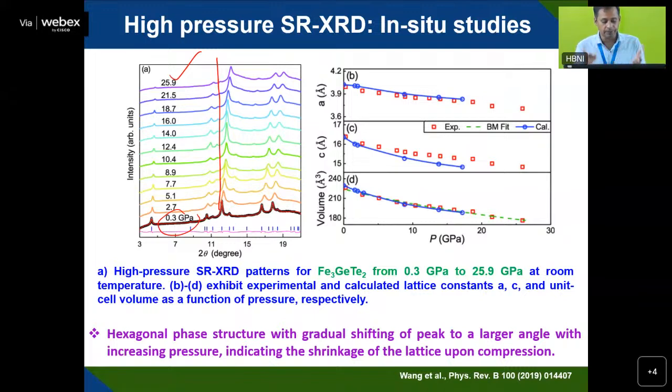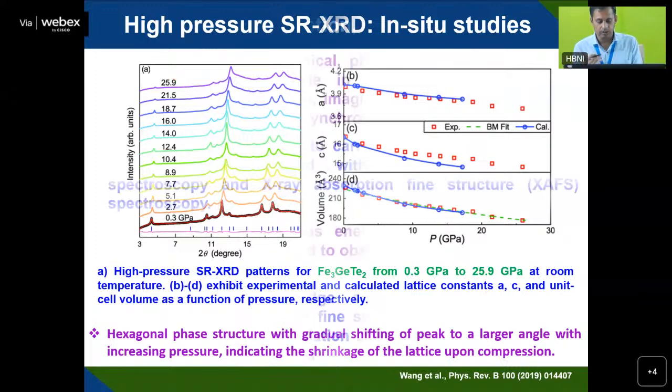When you increase the pressure, it indicates lattice shrinkage upon compression. Because of that pressure, the lattice is compressing. That type of information you can identify from the peak shifting. You can see how the a parameter and c parameter are changing, with experimental and fitting calculation. You are able to identify the pressure-dependent structural changes.